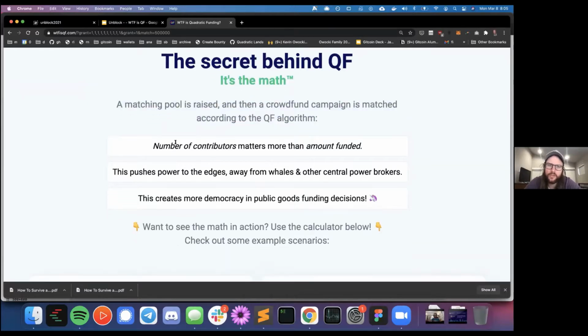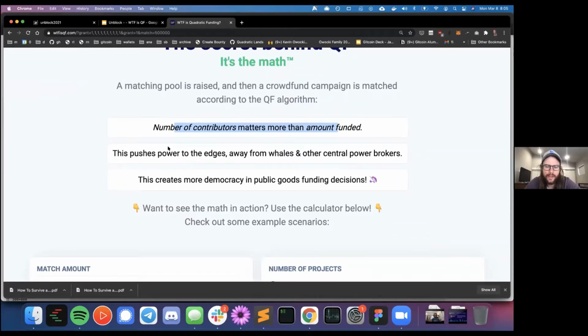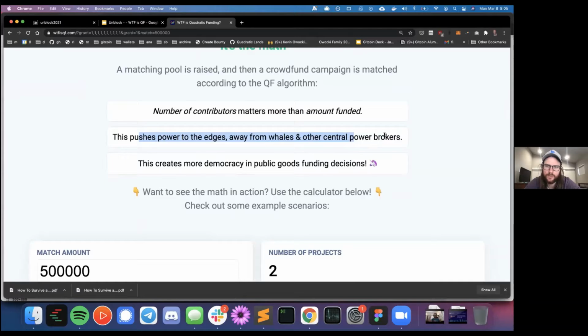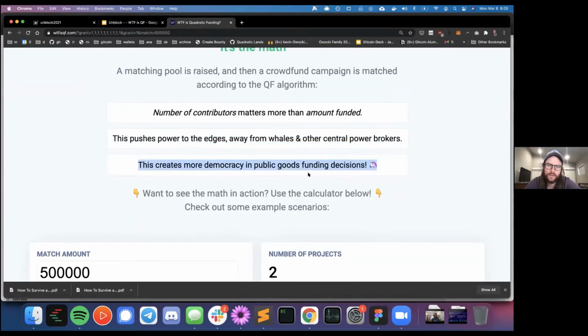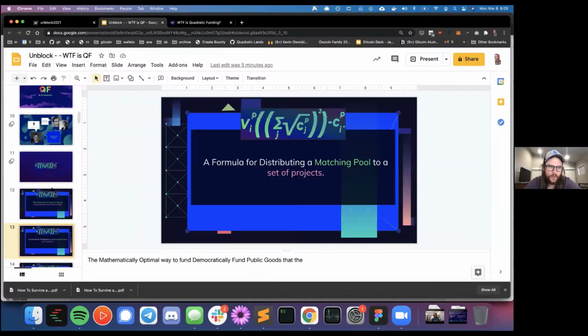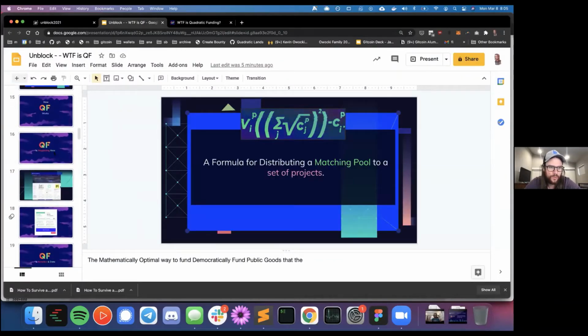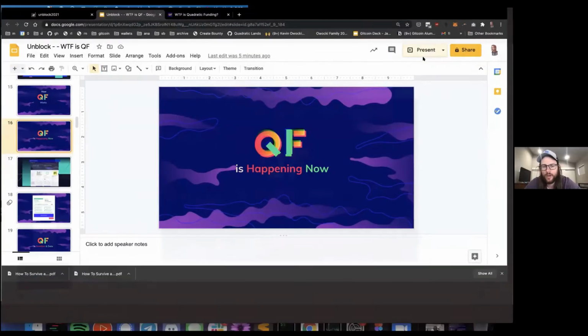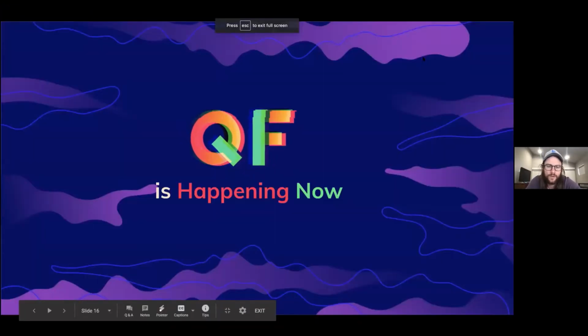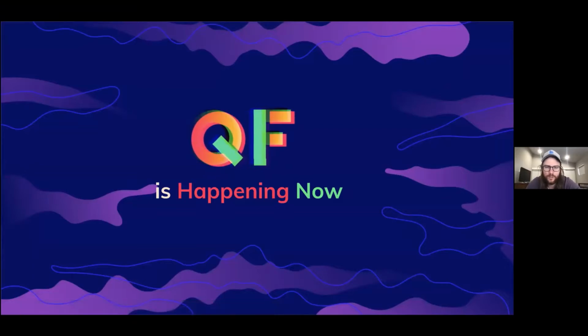It's the math. The number of contributors to a project matters more than the amount funded. This pushes power to the edges, away from whales and other central power brokers, and creates more democracy in funding public goods. That's really exciting, because that's what we're looking to do: to have more democratic ways of funding these public goods, and to have more market-driven ways of funding public goods.